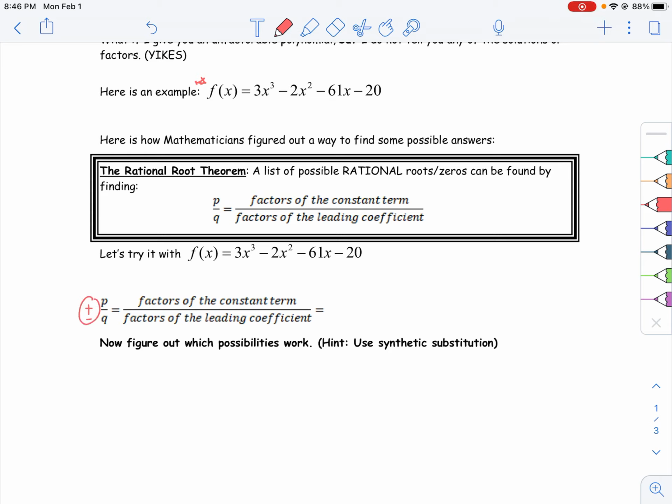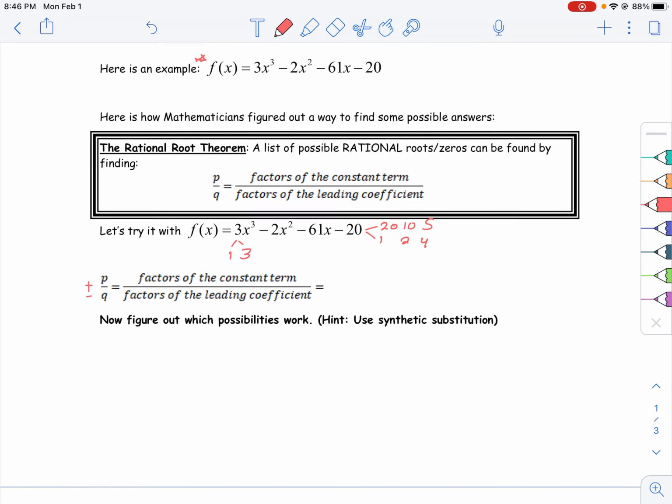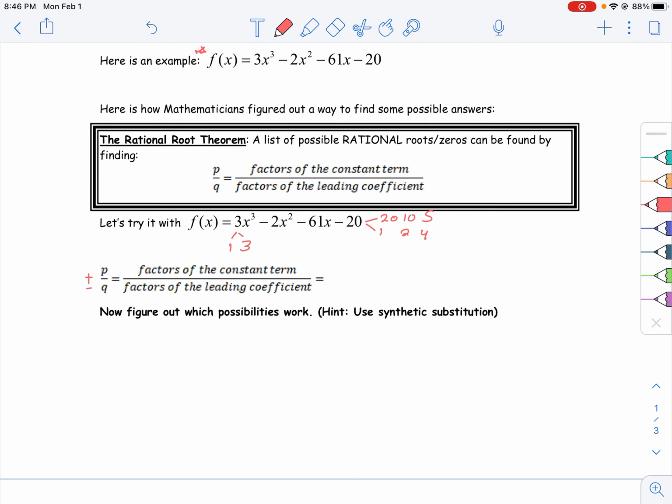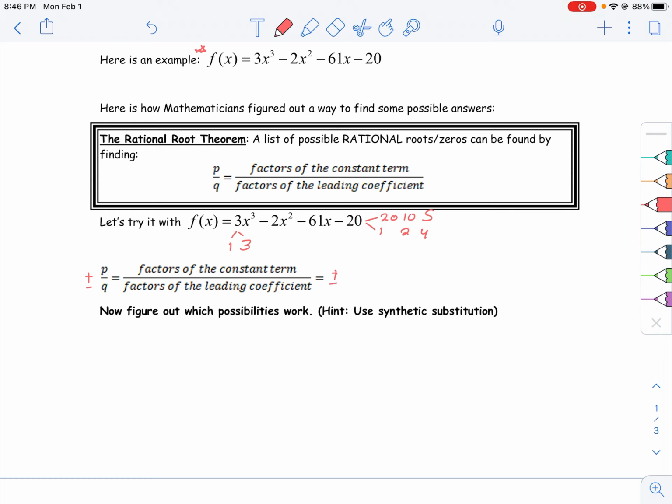P's over q's are always plus or minus, so it can be the positive version or the negative version. The factors of our constant term, those are the p's. So that would be 1 and 20, 2 and 10, 4 and 5. The factors of the leading coefficient are 1 and 3. So how I would write this is I would say plus or minus. And now we have to put all of the p's over all of the different q's. So start with the plus or minus, and then I go parentheses.